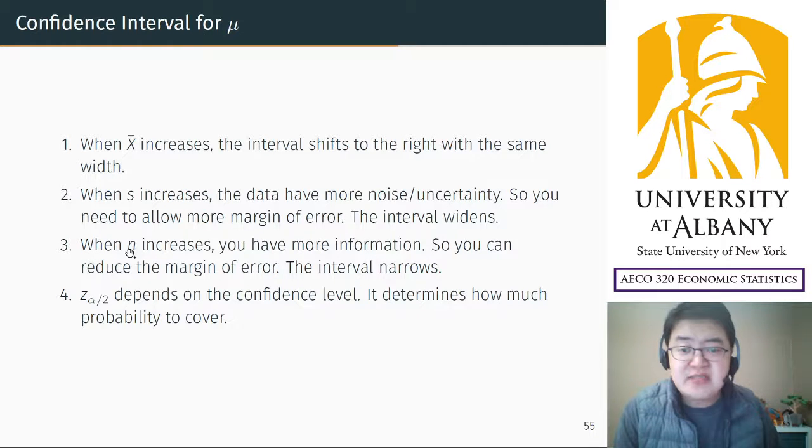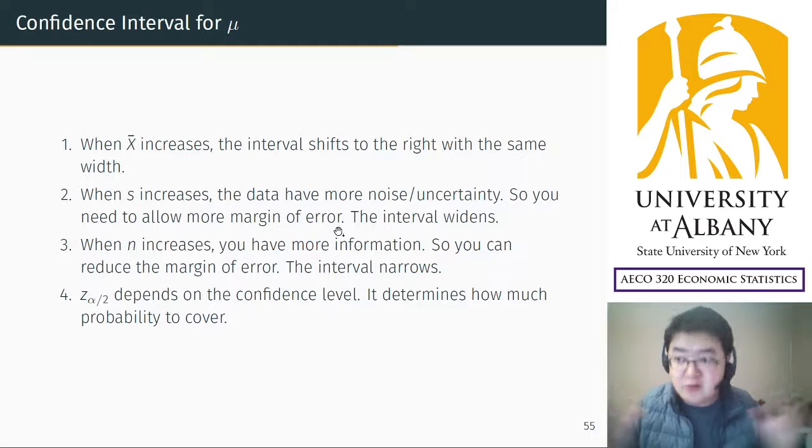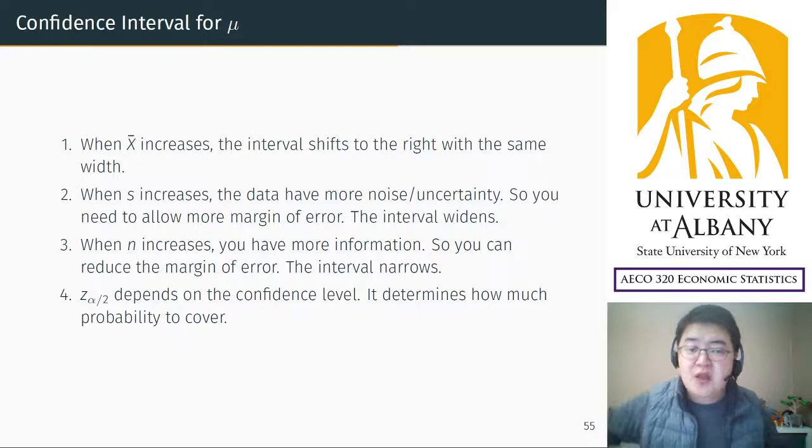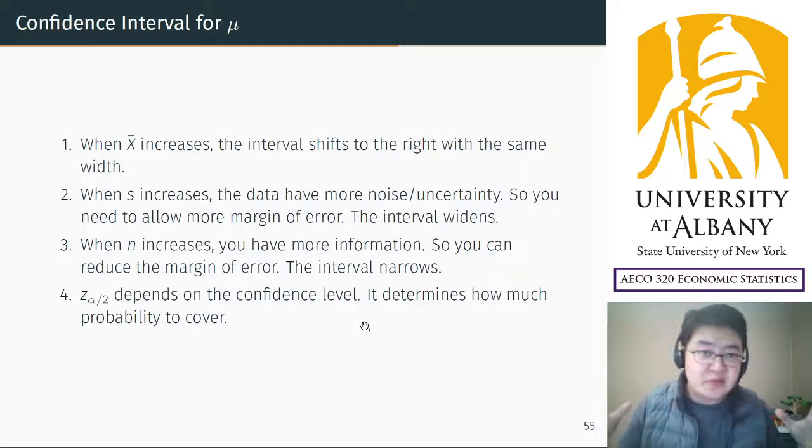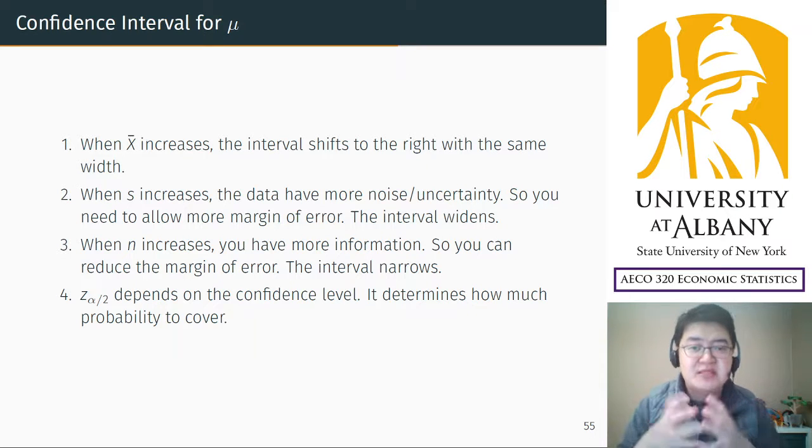And when the sample size increases, you have more information, so you can do better. You can reduce the margin of error, and the interval will be narrowed down, more compact and more informative. And Z alpha over 2 depends on the confidence level. Remember, we learned how to calculate Z alpha over 2, and basically it determines how much probability you have to contain. So when you need to cover a larger probability, the Z value should be larger.